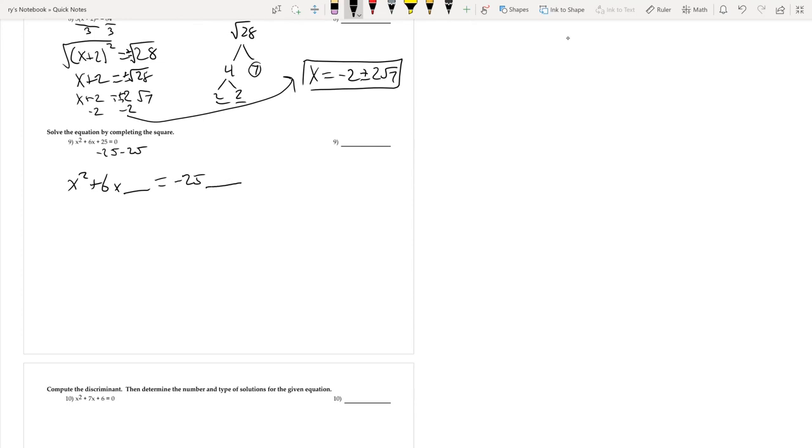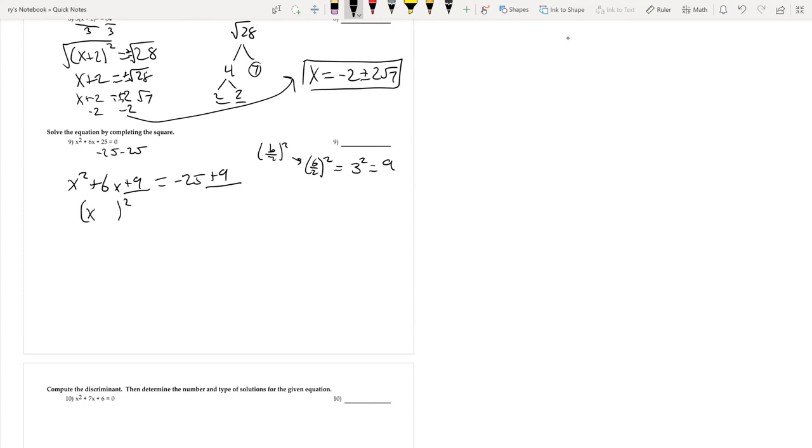So then I do the (b over 2) squared. My b in this case is 6. So 6 divided by 2 squared is equal to 3 squared is equal to 9. So I'm going to add 9 on both sides. So x squared plus 6x plus 9. The reason we added that 9 is to put it in the perfect square form.